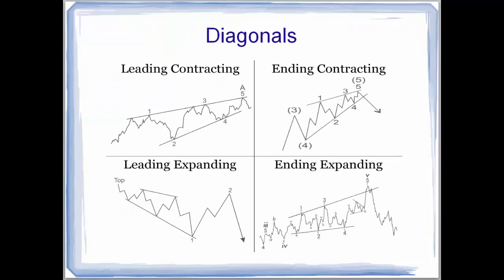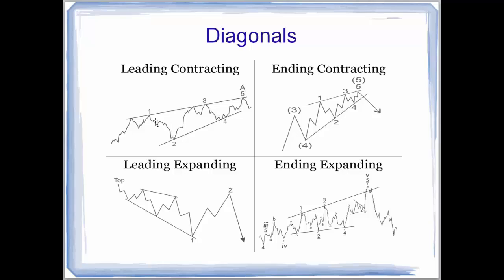Sometimes in a 1, 2, 3, 4, 5 structure, wave 4 will overlap into the price territory of wave 1, and price travels in a contracting or expanding wedge. In Elliott wave, these structures are called diagonals. There are 4 different kinds. There is a leading contracting diagonal. This is in either a wave 1 or wave A position. And it consists of 5 waves.